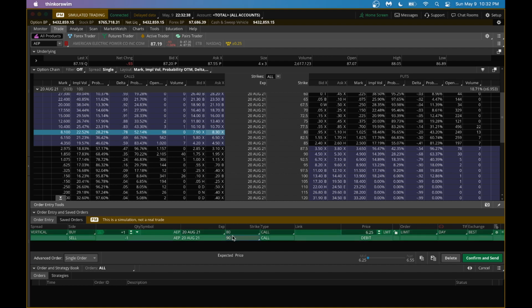It's a $10 wide spread. So what I will make is really the remaining portion, which is $3.75. I don't like that risk reward. I'm paying too much.